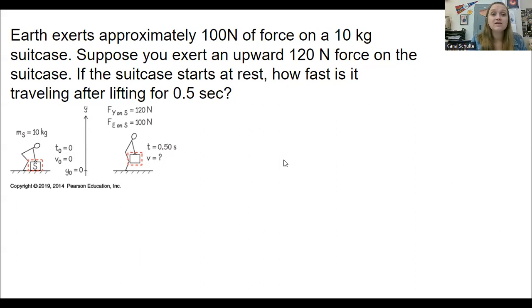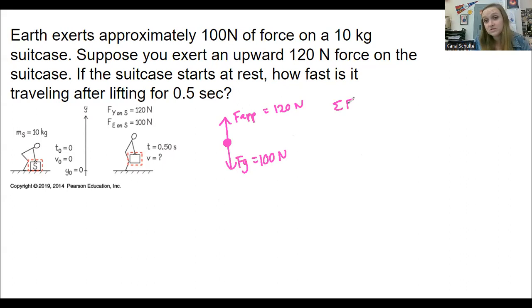So this is where we're going to take kinematics from last unit and combine it with forces. We're going to start the problem the same way, drawing a force diagram for my suitcase. I've got an applied force upward from me, and I've got a gravitational force downward. They give me this information. It says I've got 100 newtons of force. That's what the Earth's exerting. And it says I exert 120 newtons.